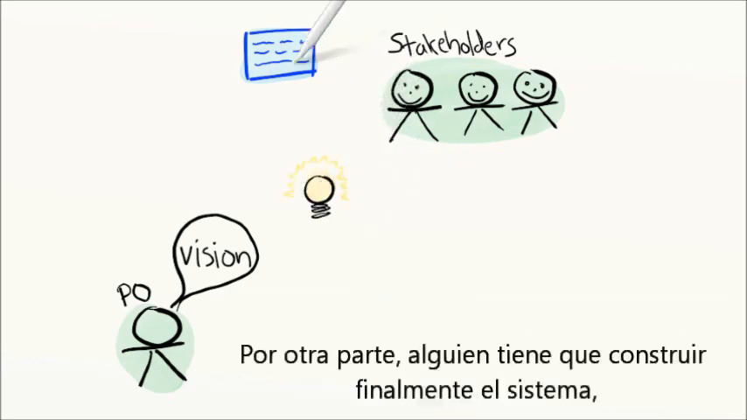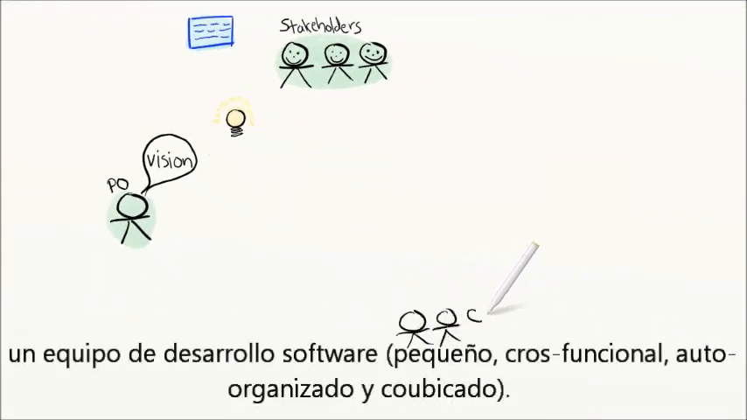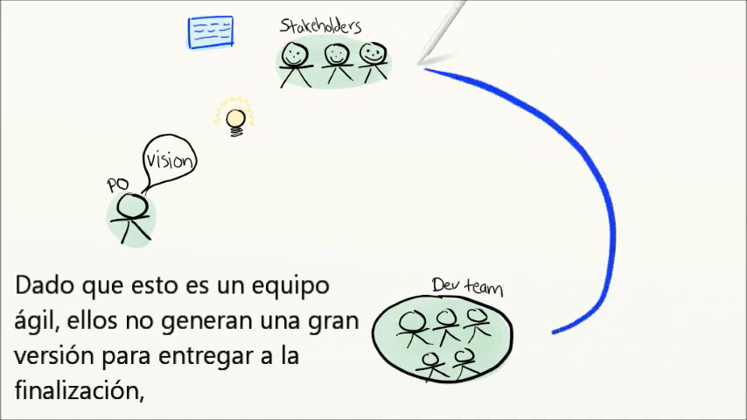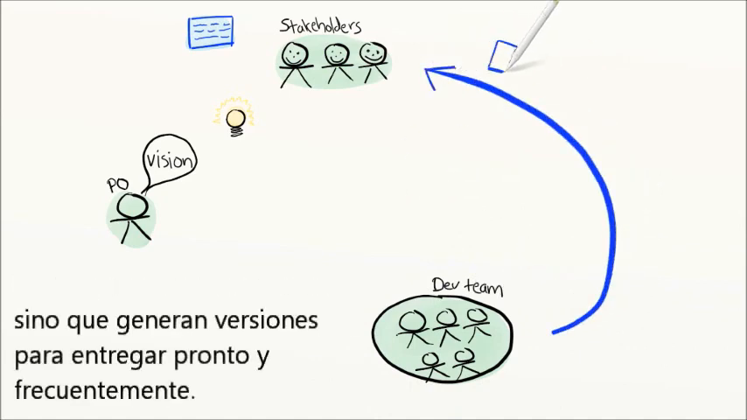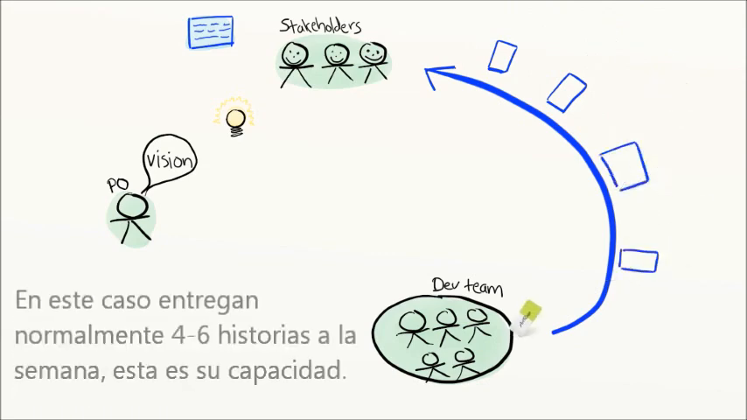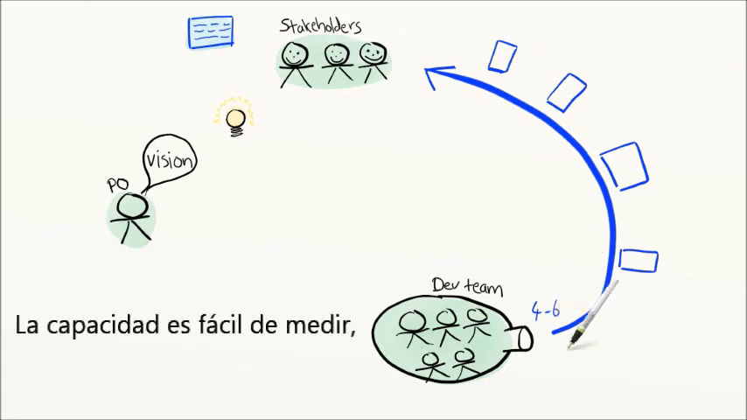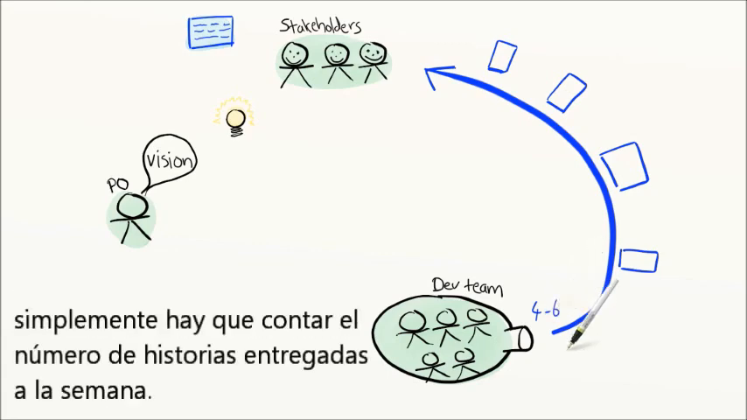Now, somebody has to actually build the system. So here they are, a small, co-located, cross-functional, self-organizing development team. Since this is an agile team, they don't save up for a big bang release at the end. Instead, they release early and often. In this case, they usually release about 4 to 6 stories per week, so that is their capacity. Capacity is easy to measure. Just count the number of stories released per week.